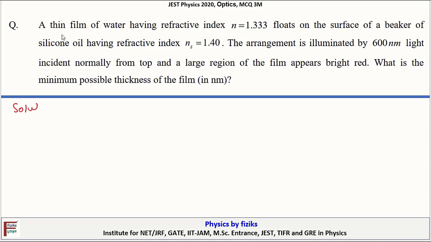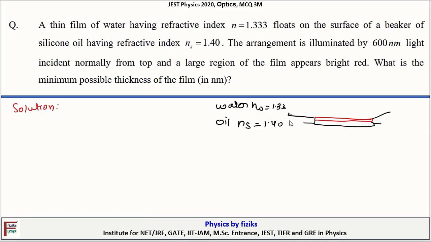Solution. Now here we have to understand two things. First, this is water and another oil having refractive index 1.40, water refractive index 1.33. So now there are two interfaces. First interface is air-water.